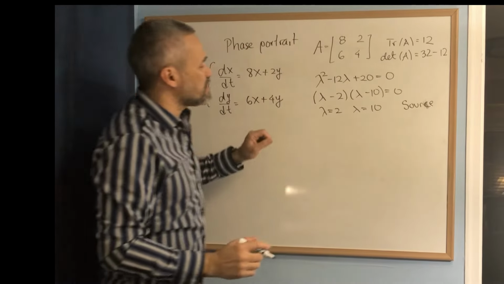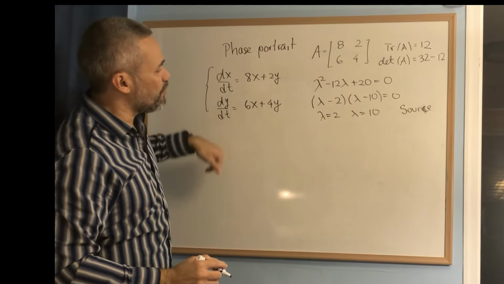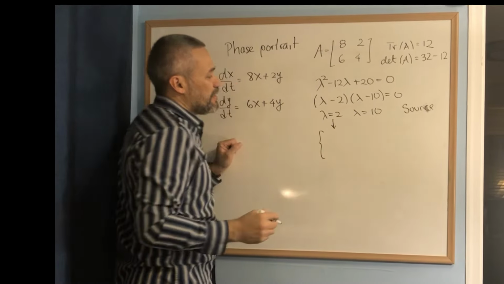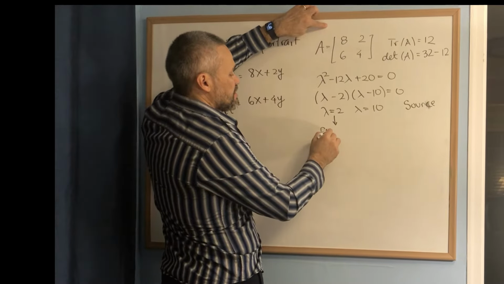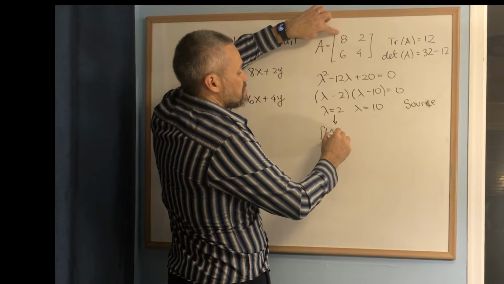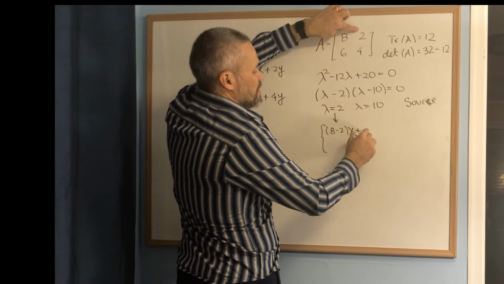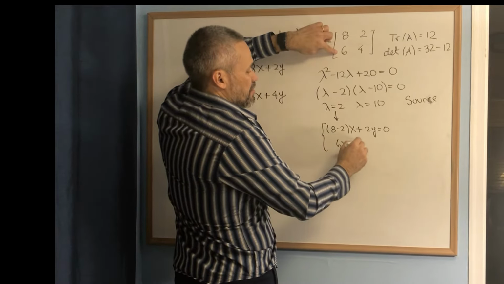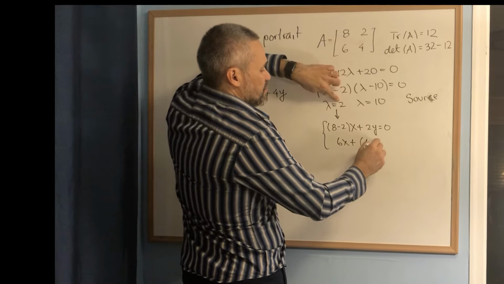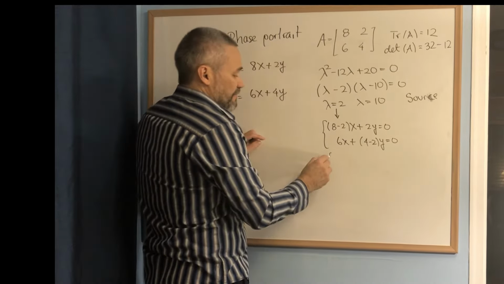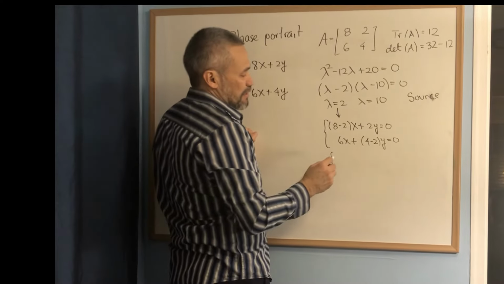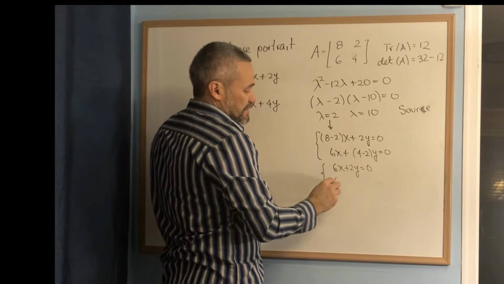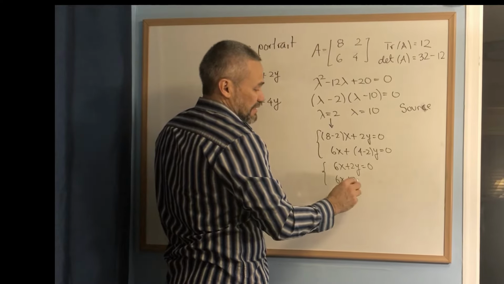In order to compute the directions of those two lines, we need to compute the eigenvectors. For lambda equal 2, we need to solve this system. We do A, parentheses, 8 minus 2 times x plus 2y equals 0. And we do 6x plus 4 minus the eigenvalue, which is 2, times y equals 0. And if everything is okay, these two equations are essentially the same. Let's see that. We have 6x plus 2y equals 0. And in this case, they are not essentially the same. They are exactly the same.